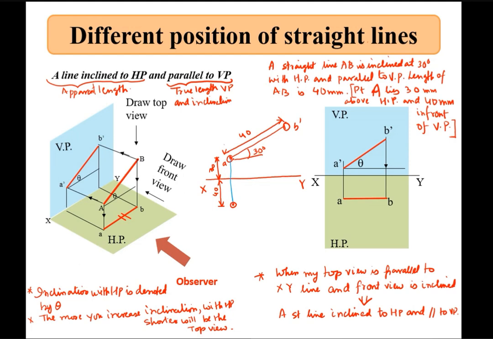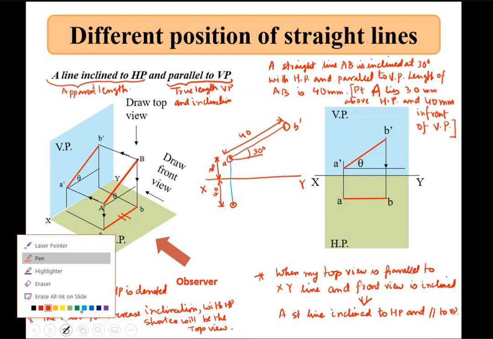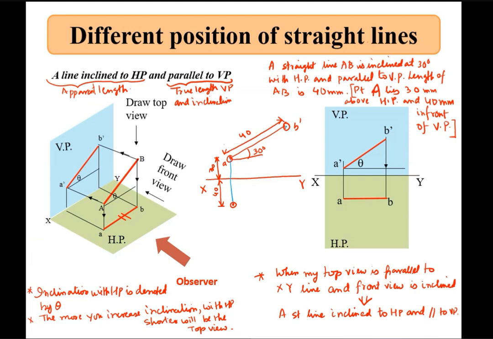From point A, you draw an inclined straight line at 30 degree. You use your compass and mark length 40. You can do it? Yes, sir. Now from B dash, what I am doing is, I am drawing a straight line like this.